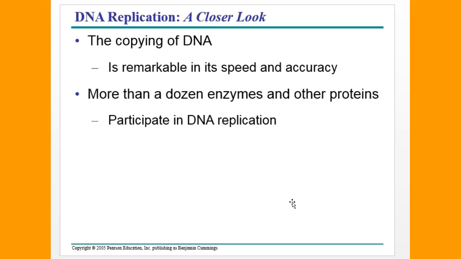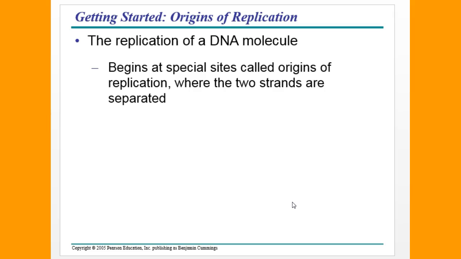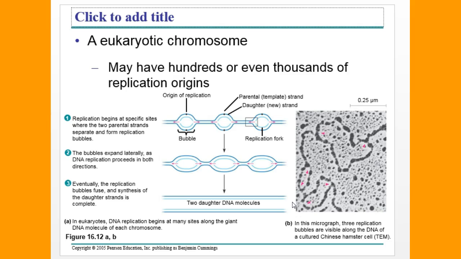Alright, a closer look at replication. Hopefully this will sound familiar to you guys. If not, make a list of questions. The copying of DNA is remarkable in its speed and accuracy. More than a dozen enzymes and other proteins participate in this DNA replication. The replication of the DNA molecule begins at special sites called origins of replication, where the two strands are separated. A eukaryotic chromosome may have hundreds or even thousands of replication origins.